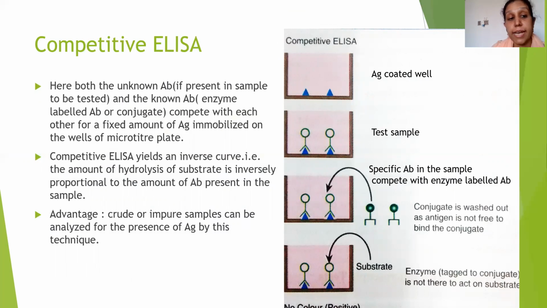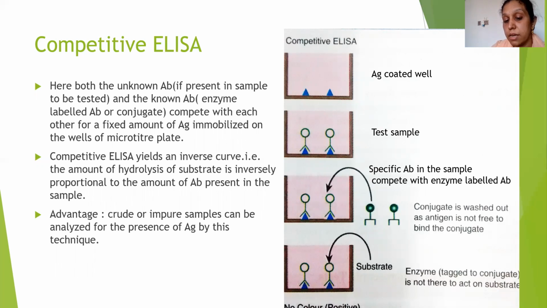In the competitive ELISA, the antigen is coated in the well, the sample is put, and antibody is present in the tested sample. Then we add the conjugate, a specific antibody, which competes with the enzyme-labeled antibody. So the conjugate is washed out as the antigen is not free to bind the conjugate.